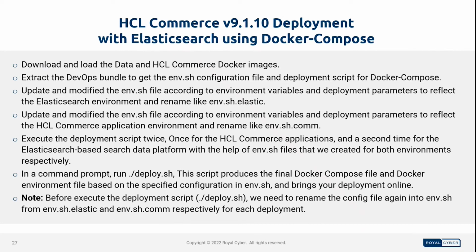First, we update and modify the env.sh file according to the environment variables and deployment parameters that will be reflected for the Elasticsearch environment. And we need to rename this file as env.sh.elastic. Then we update and modify the env.sh file a second time according to the environment variables and deployment parameters that will be reflecting the HCL Commerce application environment. And here we need to rename this file as env.sh.com.